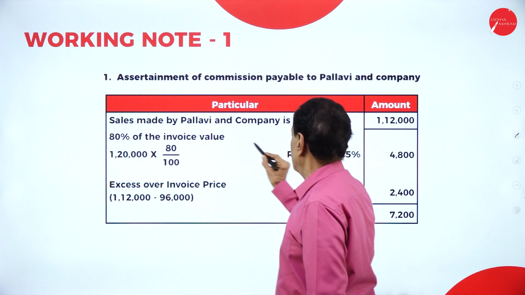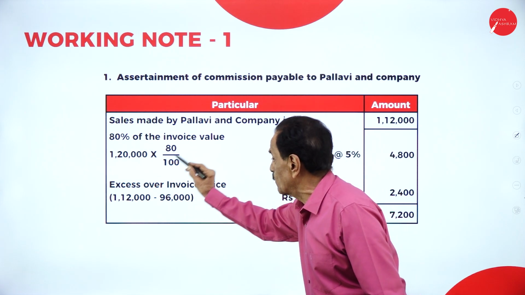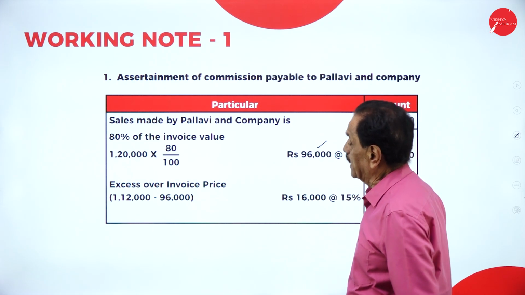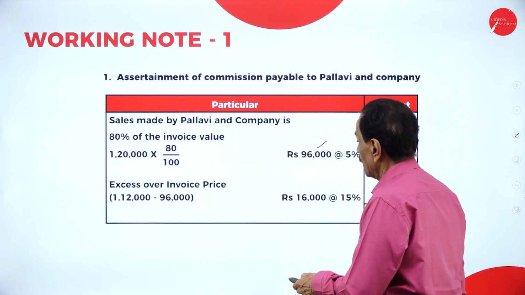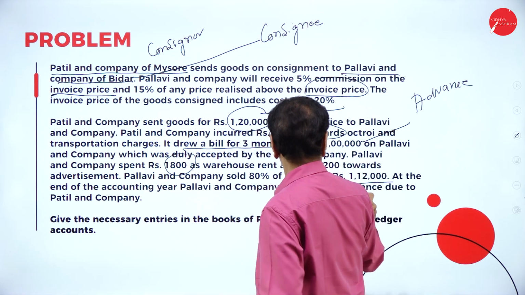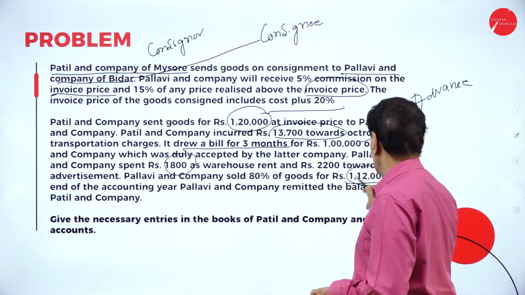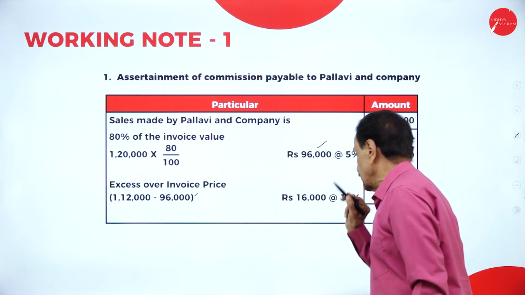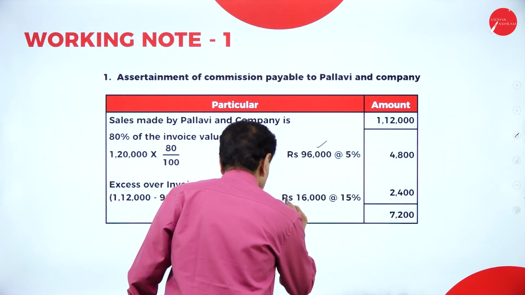Sales made by Pallavi and Company: 80% of the invoice value 1,20,000, 80 by 100, is 96,000. On that, 5% commission is 4,800. Excess over invoice price: what's the total amount? 1,12,000. Company sold 80% goods for rupees 1,12,000 minus invoice price 96,000. Excess is 16,000. On that, 15% is 2,400. Total commission.